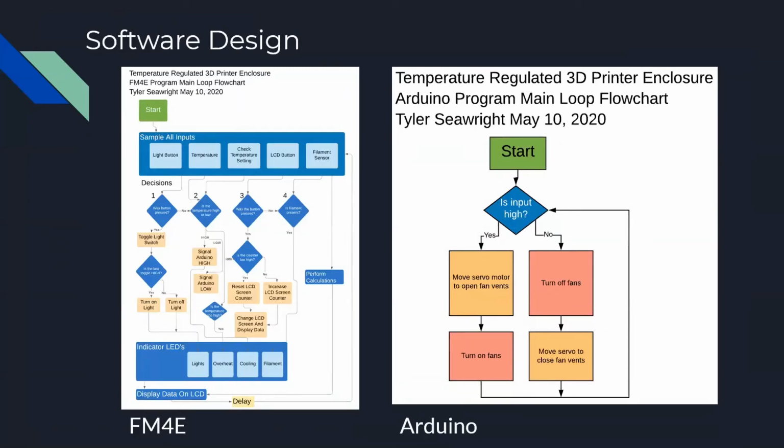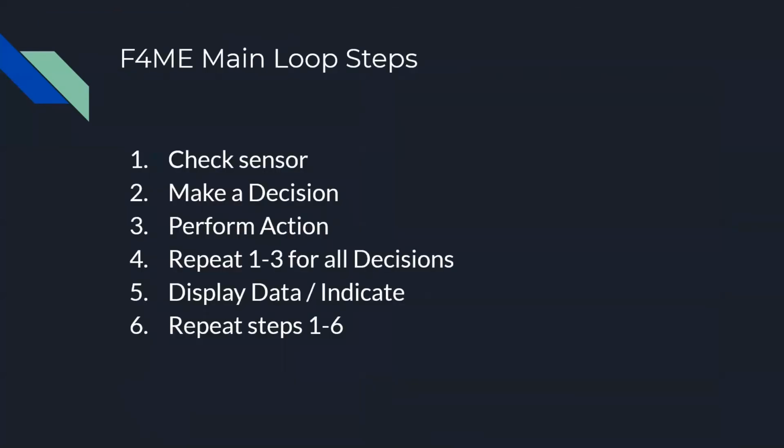For the Arduino, it's a little bit simpler because the Arduino only needs to power the servo and the fans. So all it does is open the fan vents if it receives a high signal from the Adafruit Feather, and then turn on the fans. If it receives a low signal, it will turn off the fans and then close the servo vents. The Arduino one is very simple, so I won't talk about that one too much. Like I said before, the Adafruit Feather just checks the sensor, makes a decision, performs an action, repeats for all of the decisions, and then displays the data in a continuous loop.